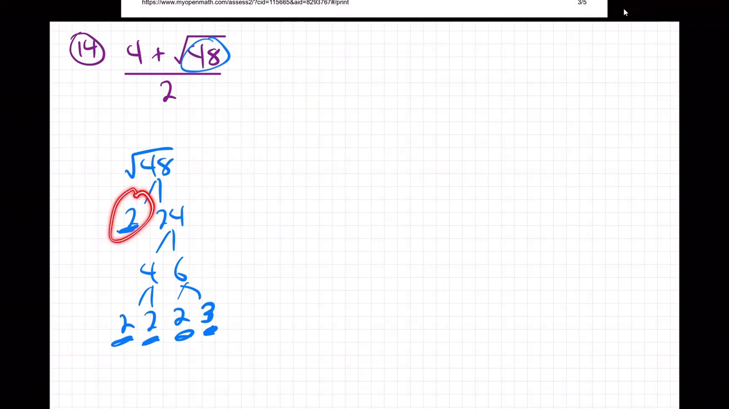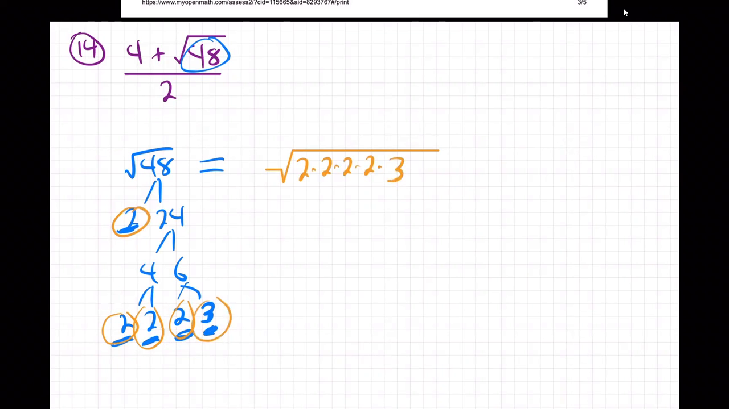Don't forget about this 2 up here. It's why it's important I underline everything. Okay, so the 48 equals the square root of, how many 2's? 1, 2, 3, 4 2's, and a 3. That's the breakdown of the 48.